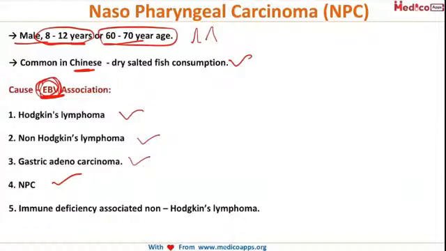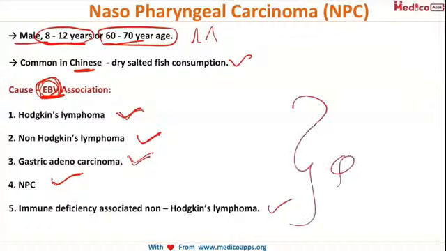Okay. Now there are a few other conditions which are implicated with the Epstein-Barr virus. These are the Hodgkin's lymphoma, the non-Hodgkin's lymphoma, gastric adenocarcinoma, and of course our nasopharyngeal carcinoma, along with immune deficiency associated non-Hodgkin's lymphoma. All of these can be your questions, right? So these are the associations of the Epstein-Barr virus.